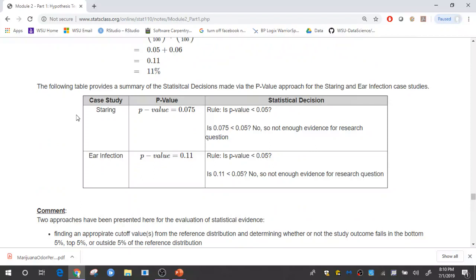So again, making our decisions with the p-value approach, the application of the rule is just to identify whether or not the p-value is less than that 0.05. So our statistical decision for the staring example, that had a p-value of 0.075. Is that less than 0.05? No, it is not, so we do not have enough evidence for the research question.